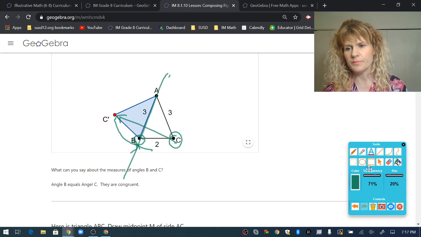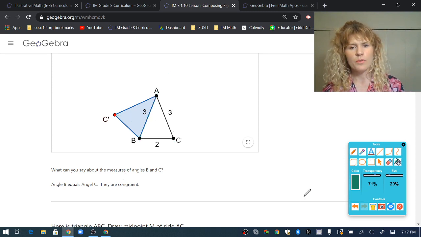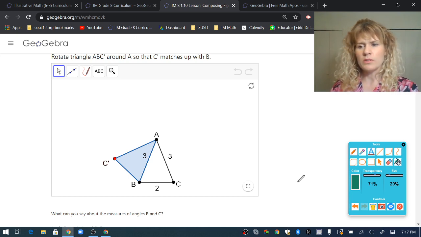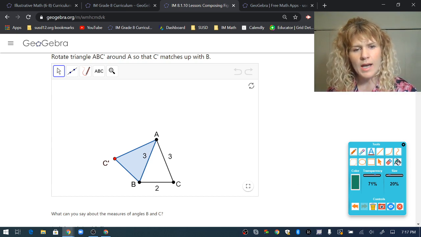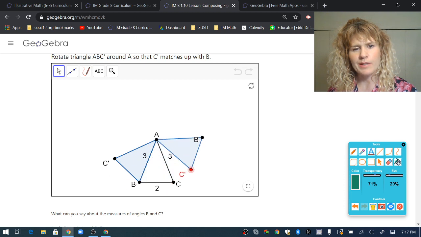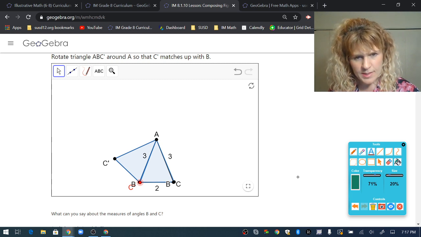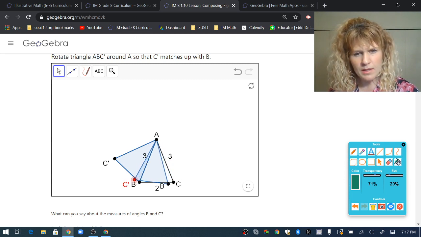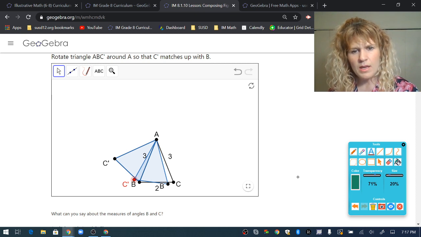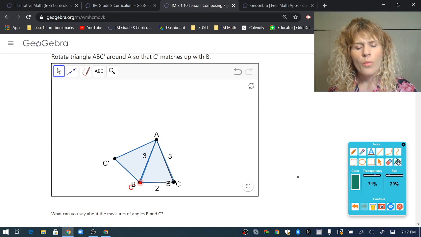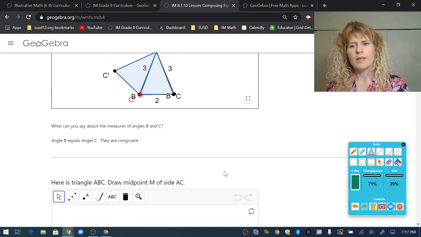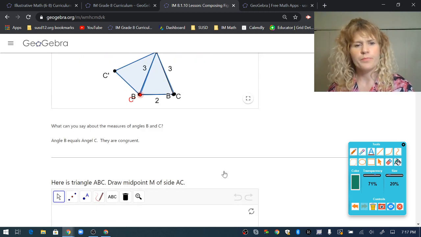Okay, let's do it. You don't need the rotate tool because the red dot here is a spinner. Put C prime on top of B. Ding! Now C prime is here on top of B. Look at this, angle B goes on top of angle C. Good, you did it. Now read the next question.